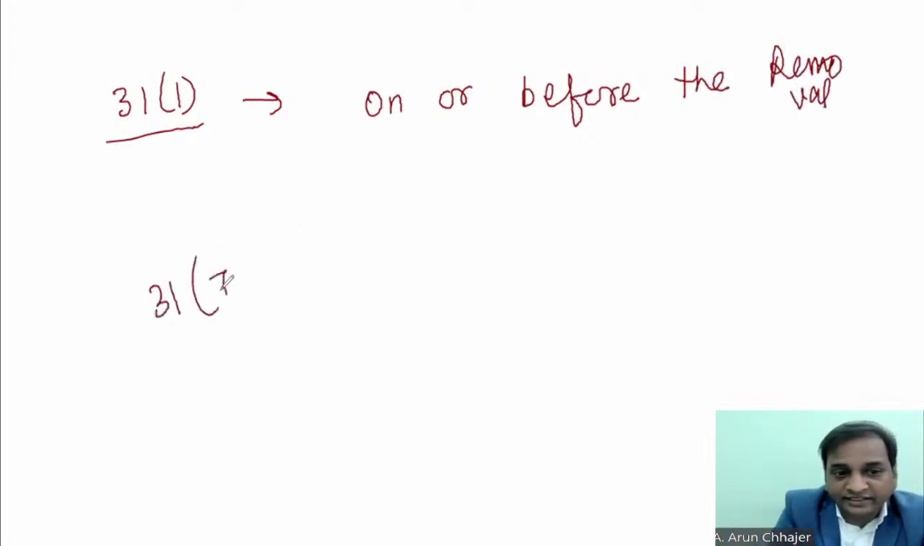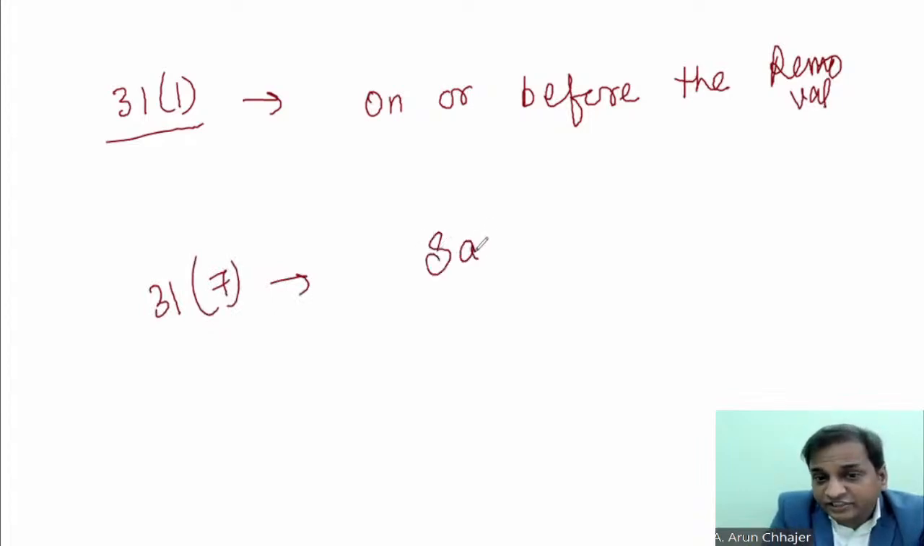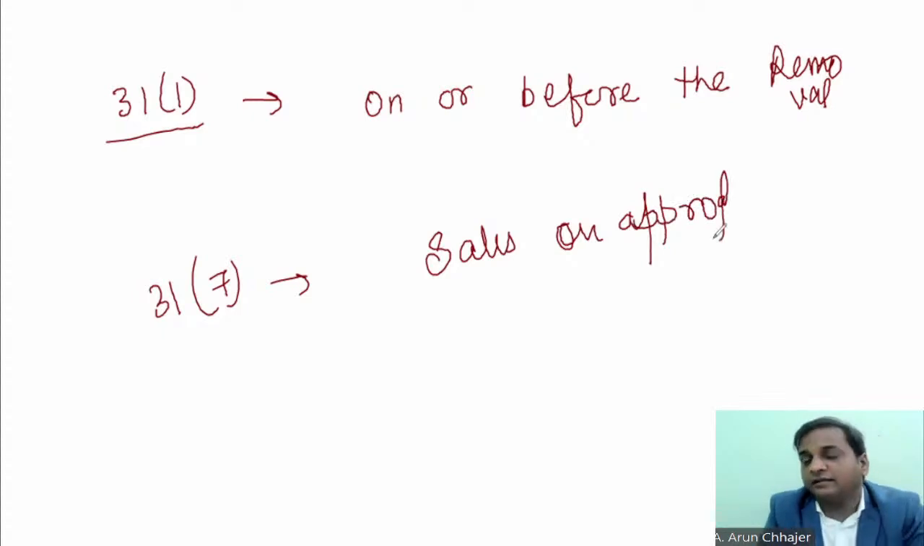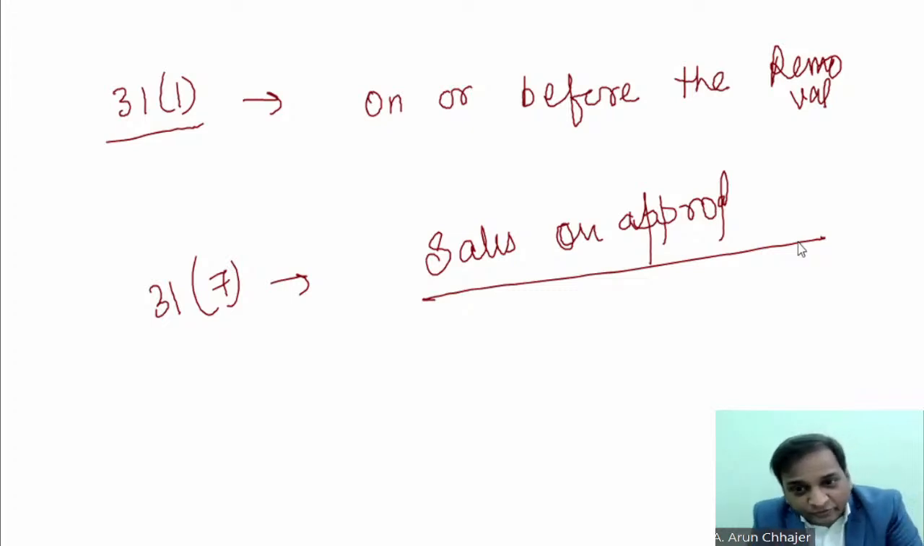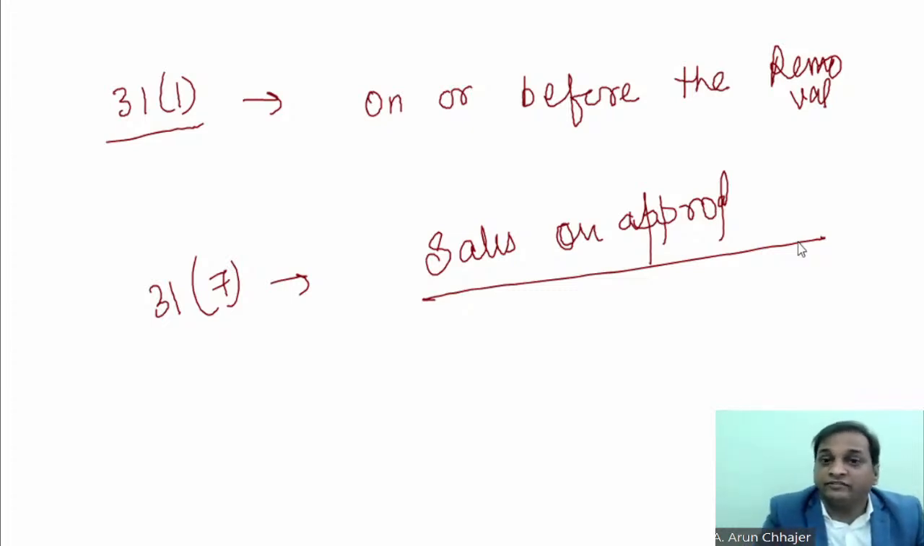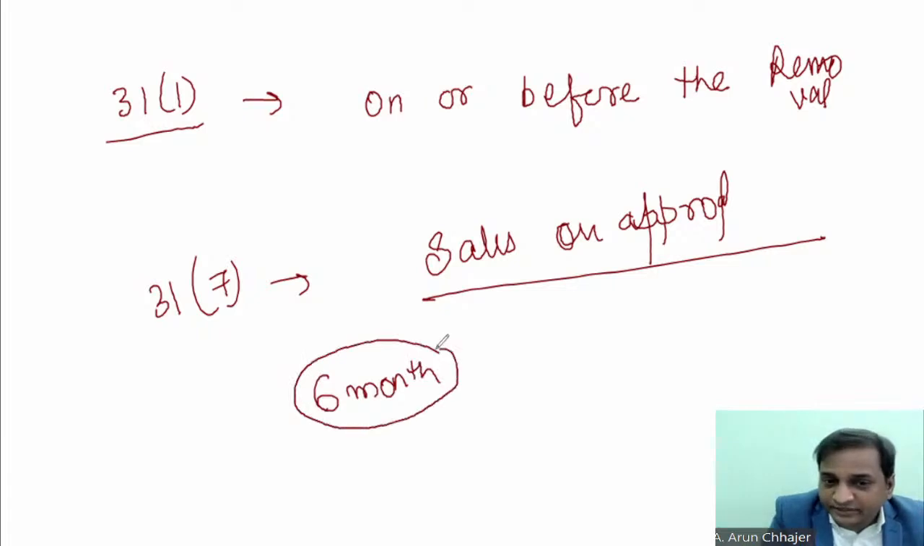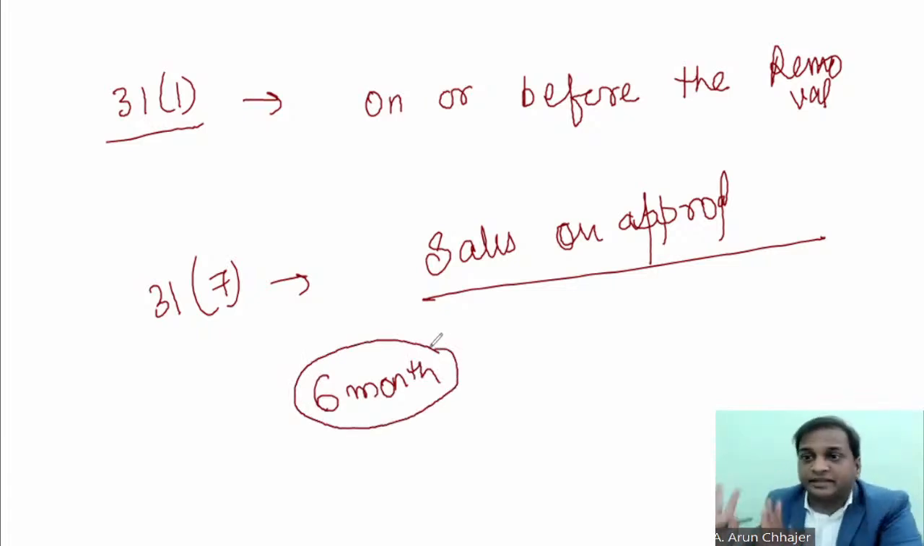Now I am saying section 31 subsection 7 says, in case of sales on approval, you can issue the invoice either at the time of the supply or 6 months from the date of the removal, whichever is earlier. Very, very important. In multiple places, you will find this clause that if the time limit of 6 months expires, it will be treated as a supply.